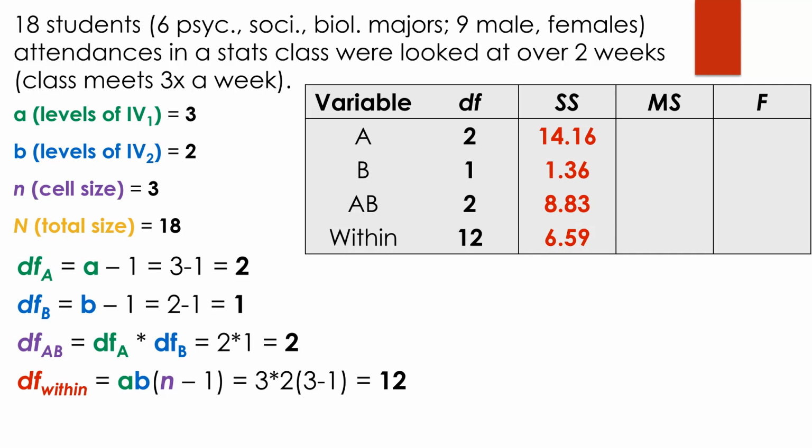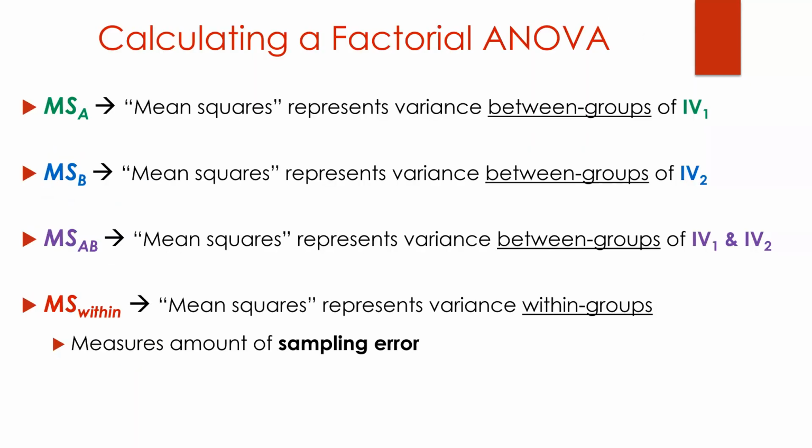Degrees of freedom between for the interaction is degrees of freedom A times degrees of freedom B. So 2 times 1 is 2. And the degrees of freedom within comes out to be 12, as we have here recorded in that table at the top. So now that we have our sum of squares and we have our degrees of freedom, now we can calculate our mean squares. And the mean squares represent the same thing they did in the one-way ANOVA. We just have multiple of them, right?